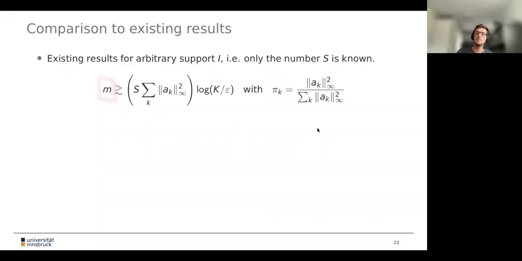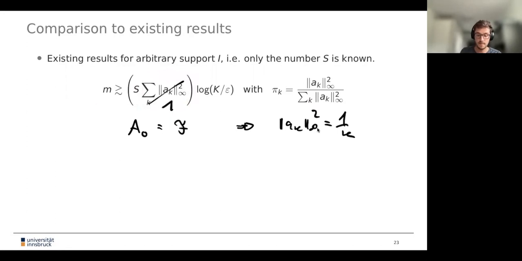Now we want to see if our lower bounds on M are also able to keep up with existing lower bounds. Here you see that M should be of order S times the sum of the coherences times some log factor, this is the way that they chose it back then, like 10 years ago. To get a better feeling for this result, let's look at two special cases. If A0 is the Fourier matrix, then the infinity norm squared of AK is going to be 1 over K. In this case, the sum of coherences is going to be 1, and we get basically optimal reconstruction, a guarantee of order M should be of order S times log K, which is optimal. From a stability standpoint, you can't get much lower than that.